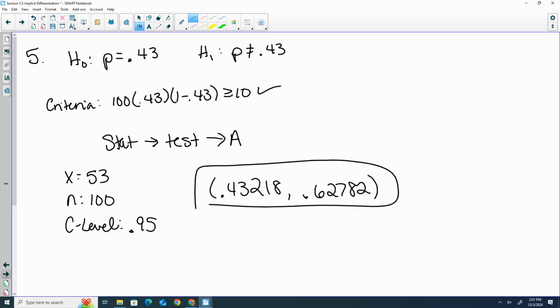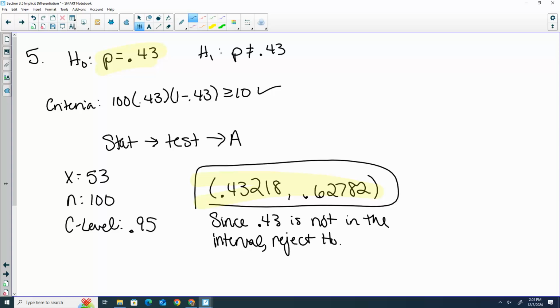This means we are 95% confident the true value is between these numbers. Is my null hypothesis in that interval? No. That's bigger. So since 0.43 is not in the interval, what does that tell me? We're 95% sure the real answer is in here. My null hypothesis is not, so I reject it.